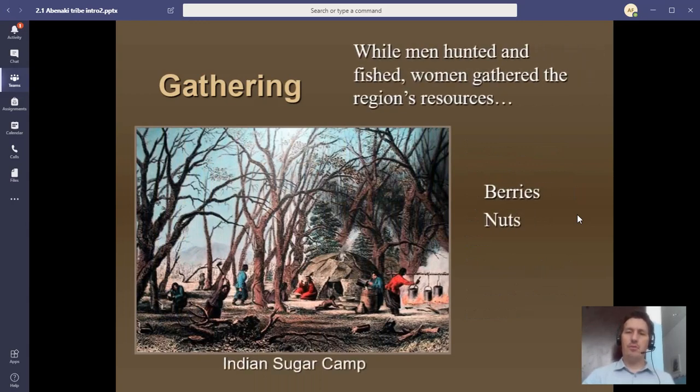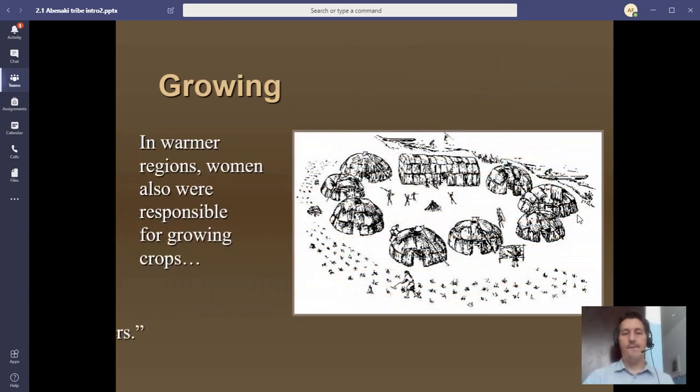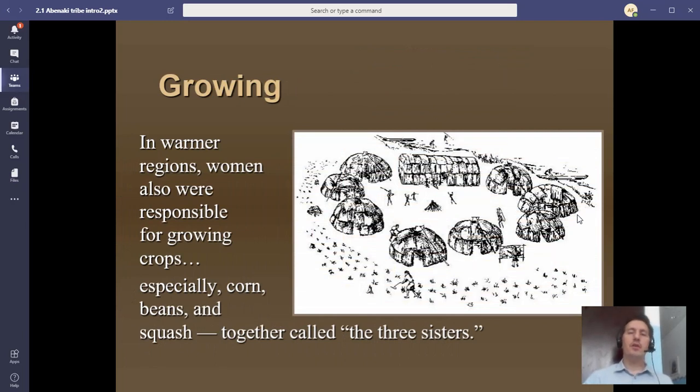There are also gatherers. While men hunted and fished, what would the women do? This is called gender role. You have the role of the man and the role of the woman inside the community. The women gathered the region's resources: berries, nuts, herbs, and growing also. In areas where it was a little warmer, at times of the year when it was warmer, the women could grow crops, agriculture: corn, beans, squash. They called these the Three Sisters. They made up a very important part of their food.